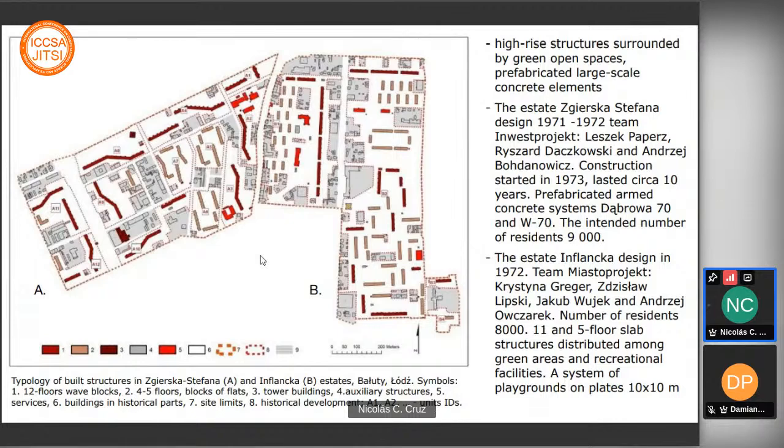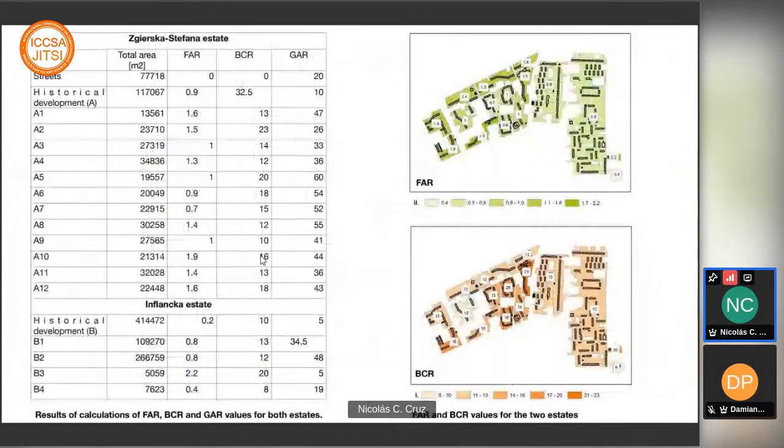On the right, you have some basic data. As you see, these housing estates are massive. One was intended for 9,000 people, the other for 8,000 people, so it is quite a lot. As I said, I calculated the basic parameters of floor area ratio and building coverage ratio. The results are not very revolutionary, since quite obviously in modernist housing estates we have more open space than in the historical pieces, while the floor area ratio is quite similar.